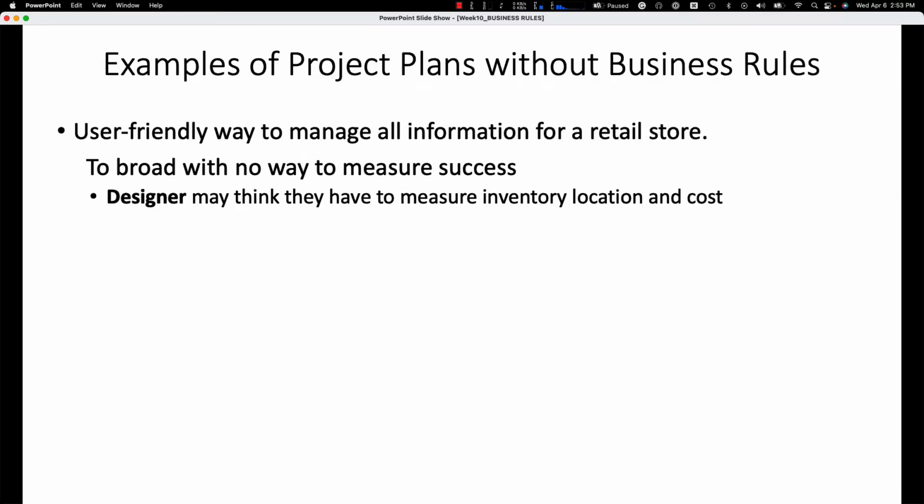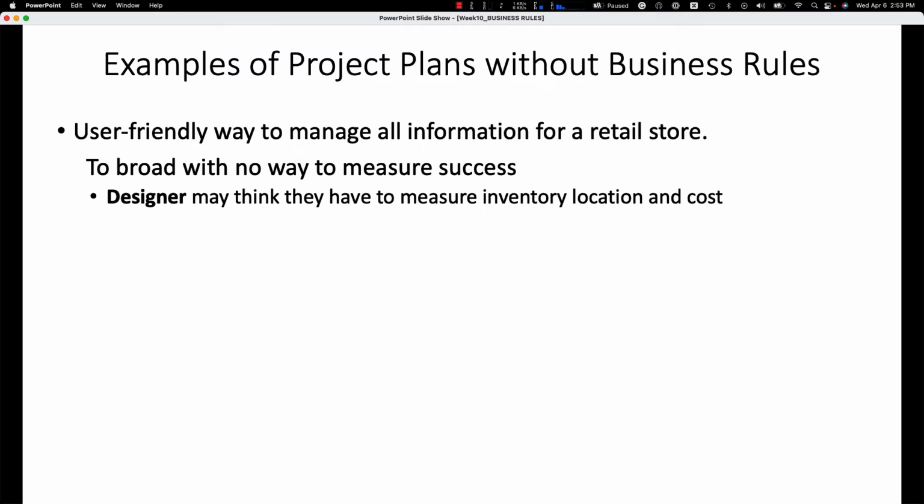Examples of projects without business rules. I want a user-friendly way to manage all the information in a retail store. It's too broad, and there's no way to measure success. Whenever you see the word all, all means you don't know. You're never going to get to all the information. And the other dead giveaway is if somebody says, this software will improve our operation. Well, improve it how? I mean, there's no way to know when you've succeeded. You need a way to measure success.